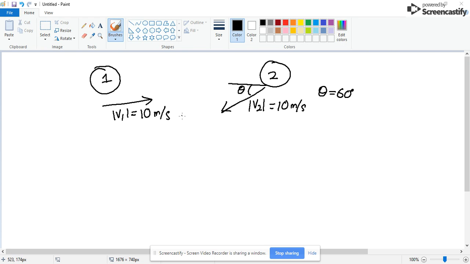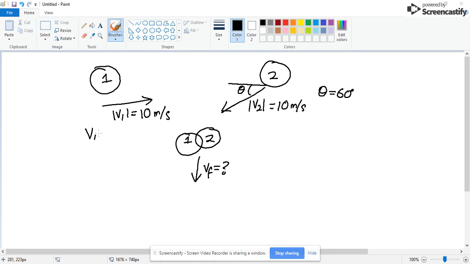The question is, as the two rocks approach, they have a collision, 1 plus 2, and now they are moving together. What is the final velocity of the two rocks? Well, let's find the velocity components first.